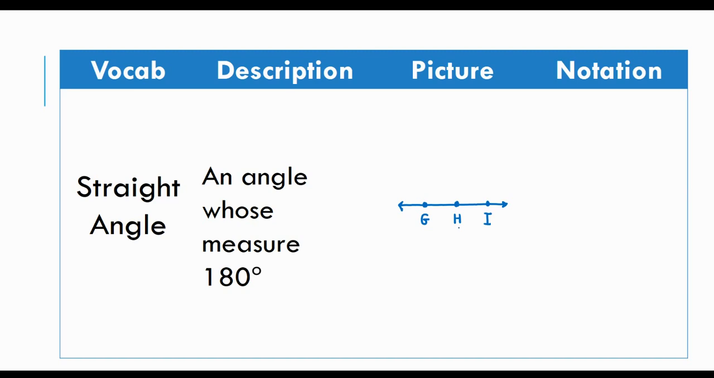Notice that in the middle, H is that point. That would be considered the vertex of this angle. So I would call this angle GHI or angle IHG. Okay, so you have to have 3 points in order to consider it a straight angle. If there's just 2 points, then I would just call it a line. But it has to be nice and straight. It measures 180 degrees. Once again, no specific notation for a straight angle.